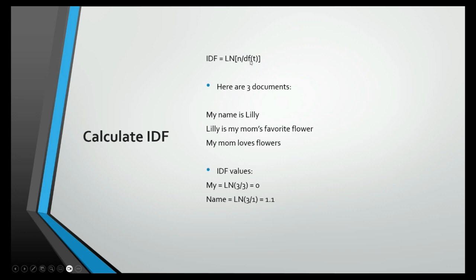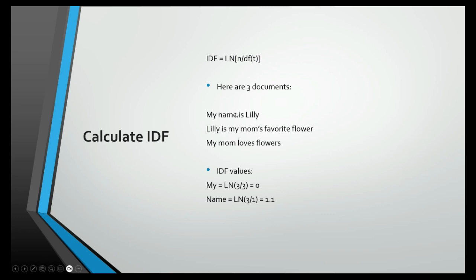It's 3. And then df, that means how many documents have the word we are looking at right now. So we are looking at my. And we have my in all 3 documents. My name is Lily, Lily is my mom's, my mom loves. So df also is 3. So ln 3 over 3, which is 0.